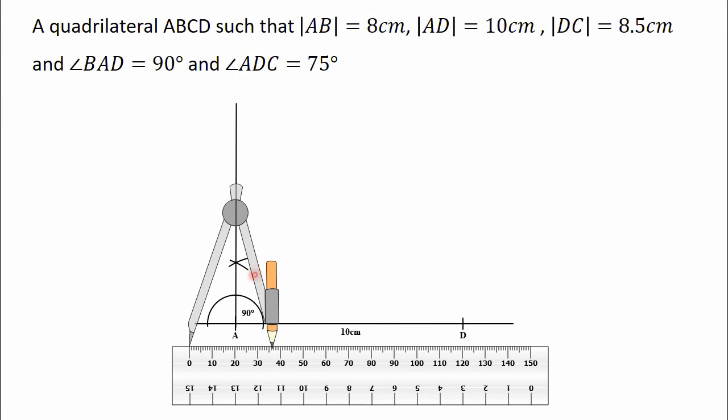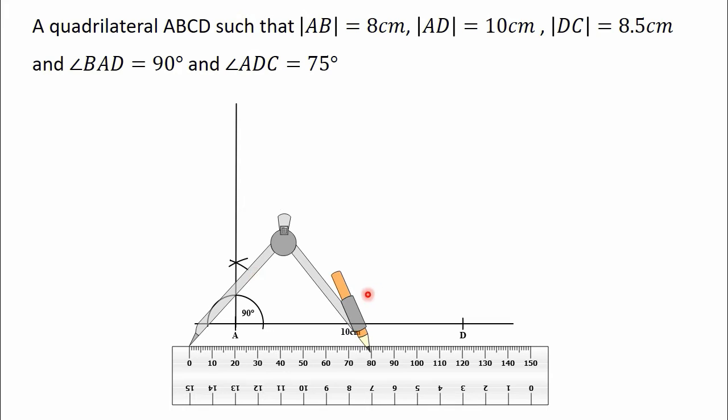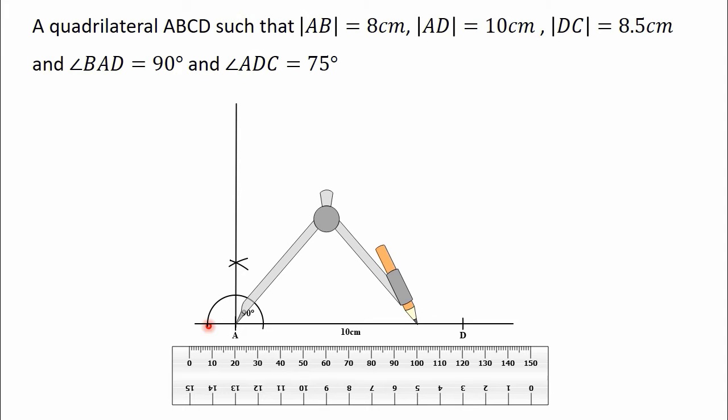You put the needle of the compass on 0, then you stretch the other side to 8 centimeters, which will be 80 millimeters on my ruler. Now, after that, you move the needle of the compass to point A. We are going to construct the side AB.